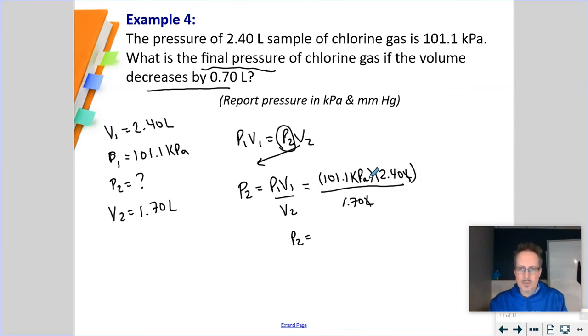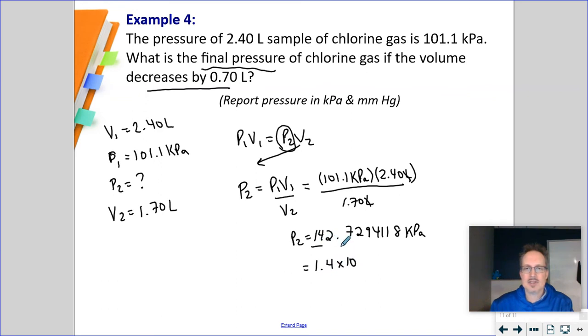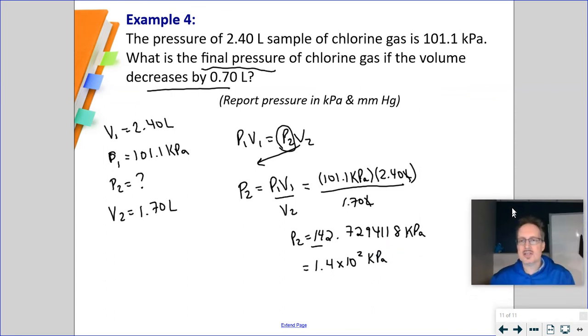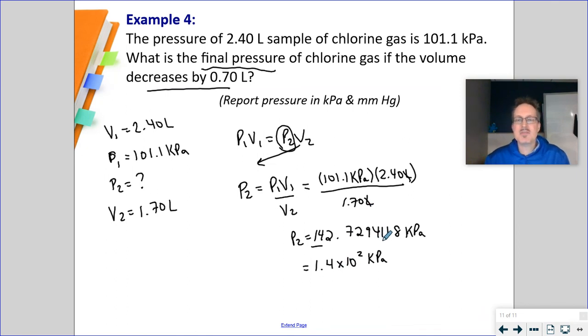So 101.1 times 2.4, enter, divided by 1.70. And my answer is going to be 142.7294118 kilopascals. I go back: 3 sig digs, 4 sig digs, 2 sig digs. So I'm going to have to put my number in scientific notation. 1.4 times 10 to the 2 kilopascals. Now, this question also asks to put the answer into millimeters of mercury.